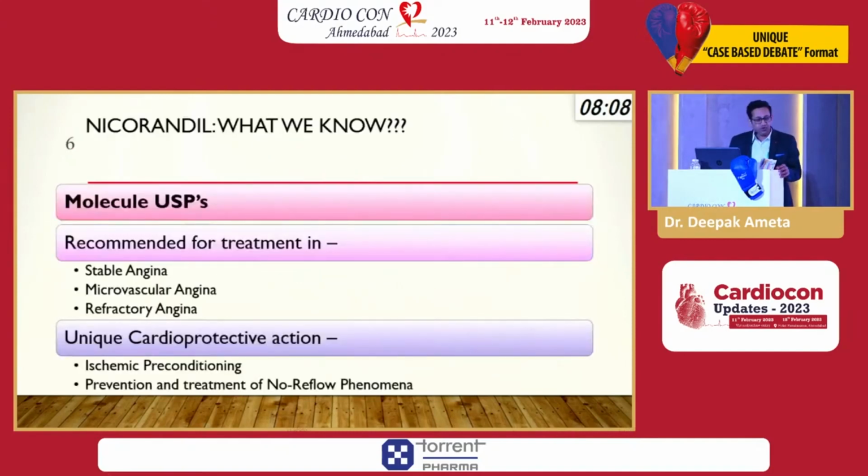So what we know about nicorandil is that it can be used for treatment in stable angina, in microvascular angina in which epicardial coronary arteries are okay, and refractory angina. The unique cardioprotective action is also there, which is ischemic preconditioning, and it also prevents and treats the no-reflow phenomenon. So how does that occur?